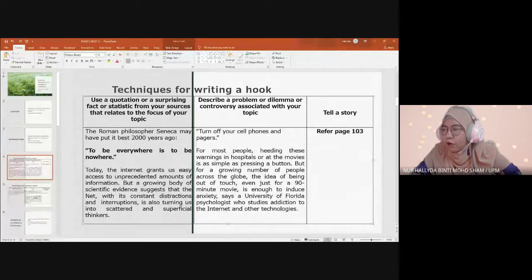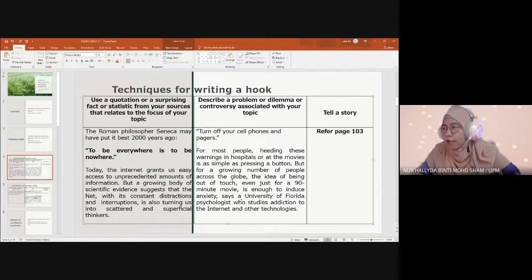And then the author describes a common problem everyone experiences now. He said, for most people, heeding or following this warning in hospitals or at the movies is as simple as pressing a button. Meaning most people find it easy to follow. Yeah, I should turn off my cell phone and pagers. But for a growing number of people across the globe, the idea of being out of touch, even just for a 90-minute movie, is enough to induce anxiety, says a University of Florida psychologist who studies addiction to the internet and other technologies. Some people can't even switch off their phone during a movie because they are anxious.